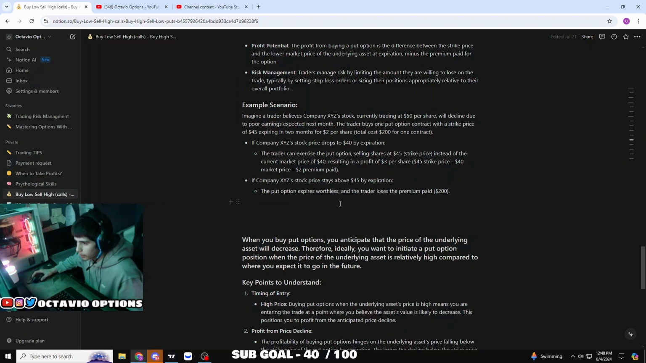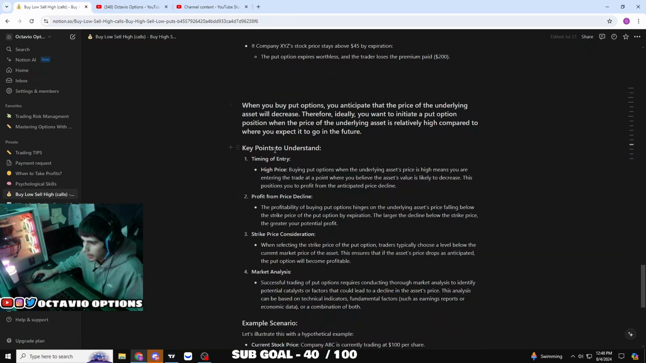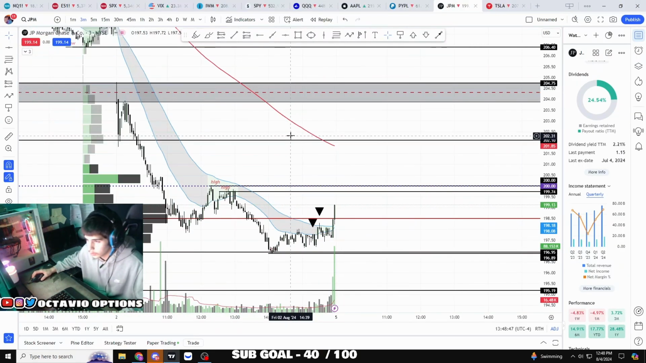Okay, example scenario. We kind of already covered that, so we're not gonna go into this. We're gonna go into a JP Morgan scenario, and then we're gonna come back to reading these key points of understanding timing of entry and all that, because it is so important.